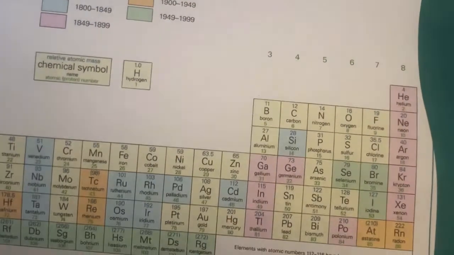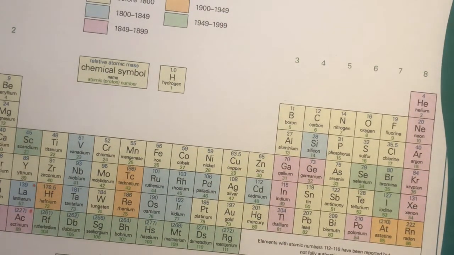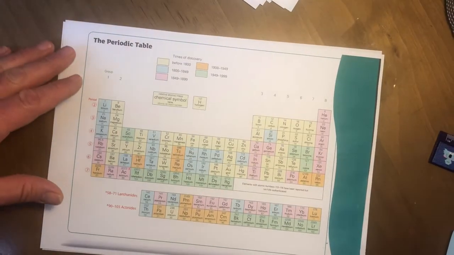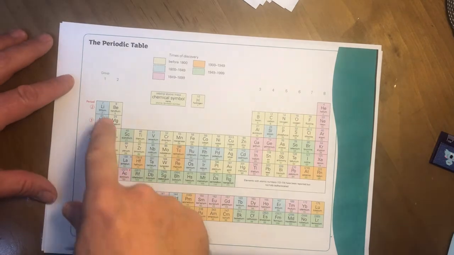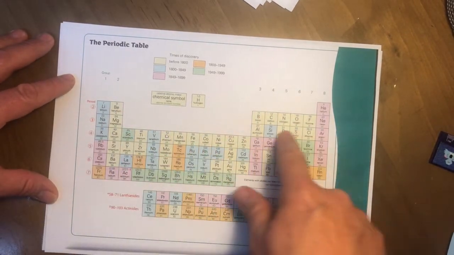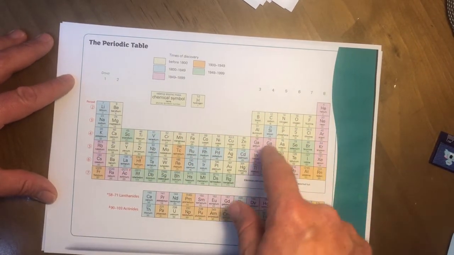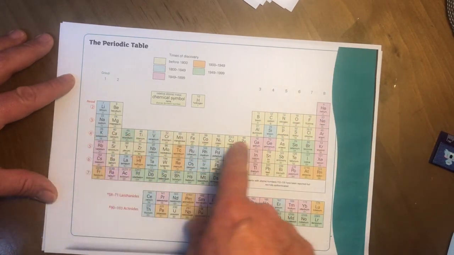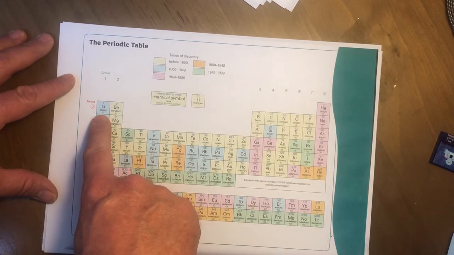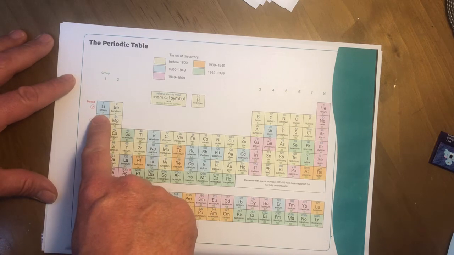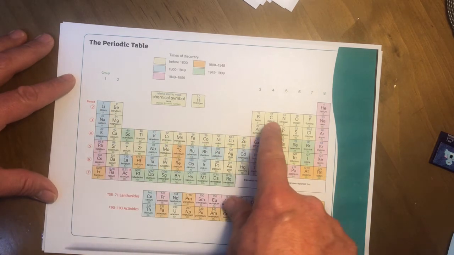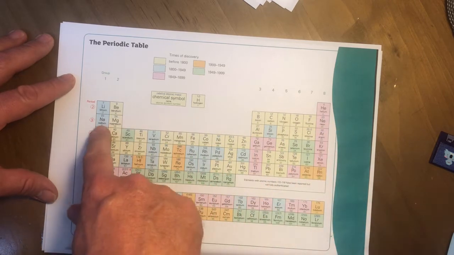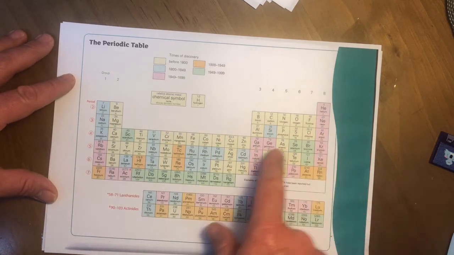Now, what I'm just going to quickly do is go through and have another little look at the periodic table, just to remind you. Going across are the periods. Going down are the groups. Going across the periods, they go up in the atomic number, which is the number of protons. So 3, 4, 5, 6, 7, 8, 9, 10, 11, 12, etc.